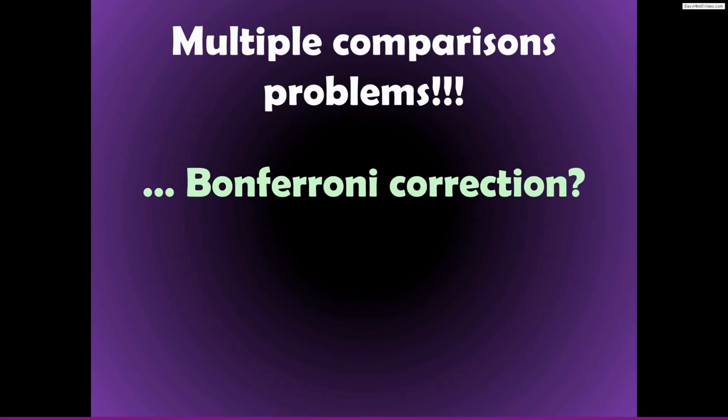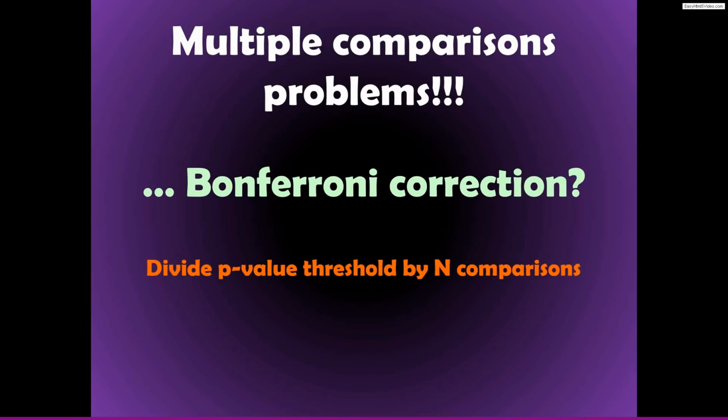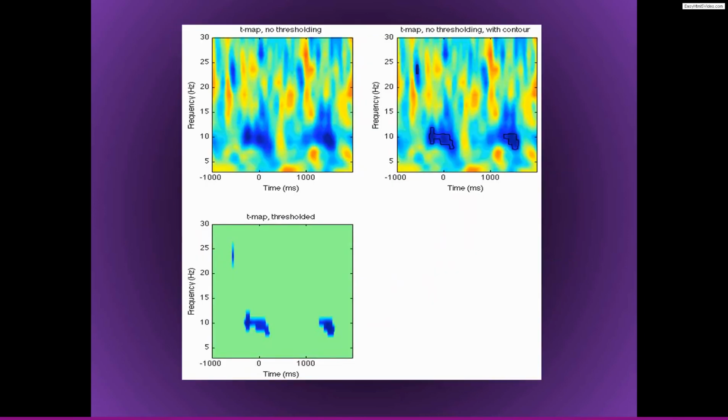So maybe you think, well, I remember in my psychology statistics class that we learned about Bonferroni correction. And how does the Bonferroni correction work? You take the p-value and you divide by the number of tests. So you might think, well, maybe we should do that. We just take the p-value, 0.05, and divide by the number of time frequency pixels that we are testing. That turns out to be a bit insane, I believe is the technical term.